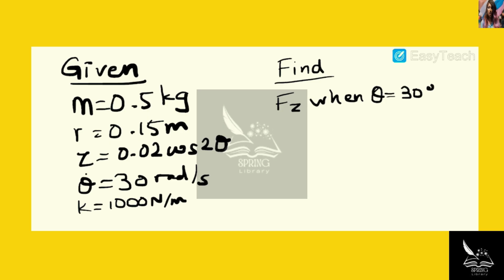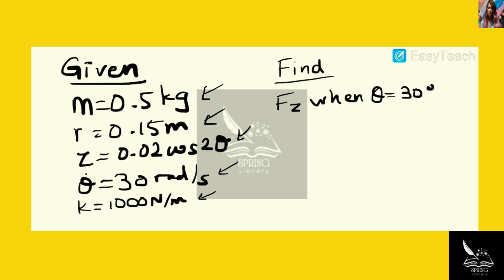Hi everyone, so what we have here is a spring-held follower that has a mass of 0.5 kilograms, and it moves back and forth on a contoured surface that has an R equal to 0.5 meters, and the contour is given by z equal to 0.02 cosine of 2 theta. We know that the cam is rotating at a constant rate of 30 radians per second, and that the spring has a spring constant of 1,000 newtons per meter.